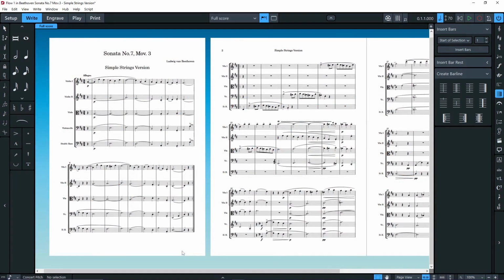And there you have it, a simple but effective string orchestration of the Menuetto of Sonata No. 7 by Ludwig van Beethoven. However, we're not done yet. There are 2 additional things we have to do. The first one involves dynamics.